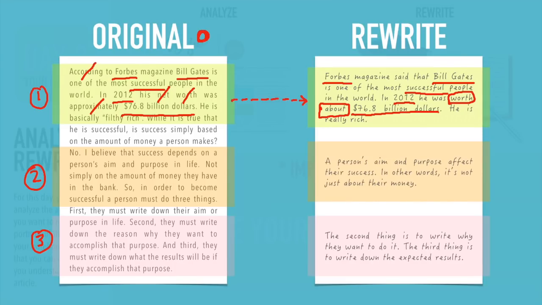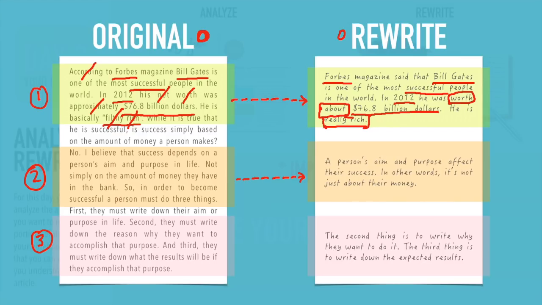And then I said he is really rich. Now, in the article, they said filthy rich. Filthy rich just means extremely rich. It's an English expression. So I didn't say filthy rich. Instead, I said really rich. So this is how I rewrote the first section of the article I read.